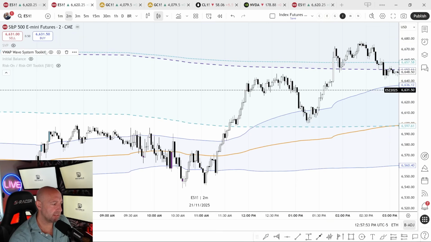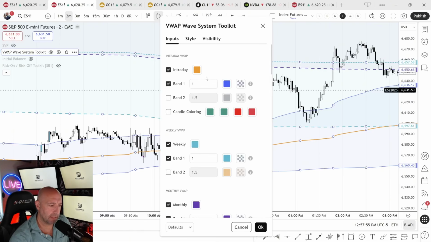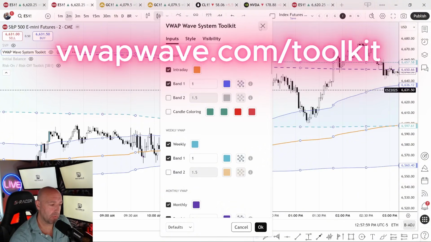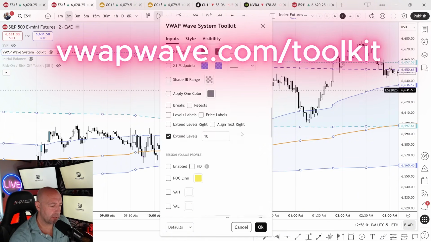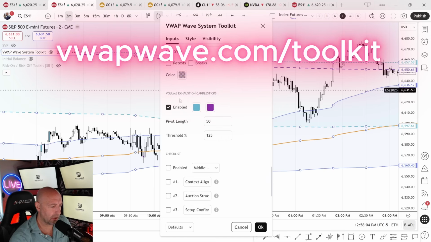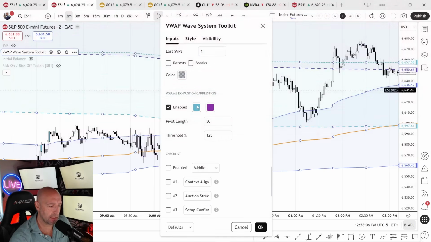So in the settings for the VWAP Wave System toolkit, which you can get at VWAPWave.com/toolkit, you go down to the bottom and you're going to see the volume exhaustion candlesticks. Blue is going to be buy side candles, purple is going to be sell side. You can change these to whatever you want. I like a higher pivot length, so I put it at 50 for a little bit higher sensitivity. And then this is the threshold of volume, right? So we want to see a 125% volume threshold. This is going to be our qualifier for the exhaustion level of volume that we want to see in the candlestick.